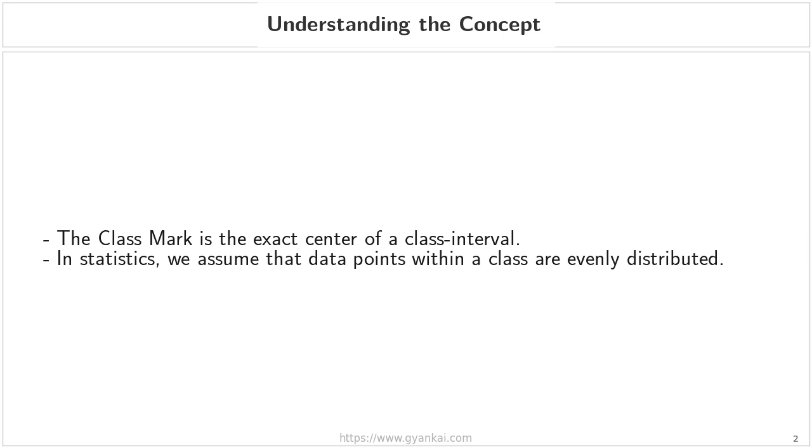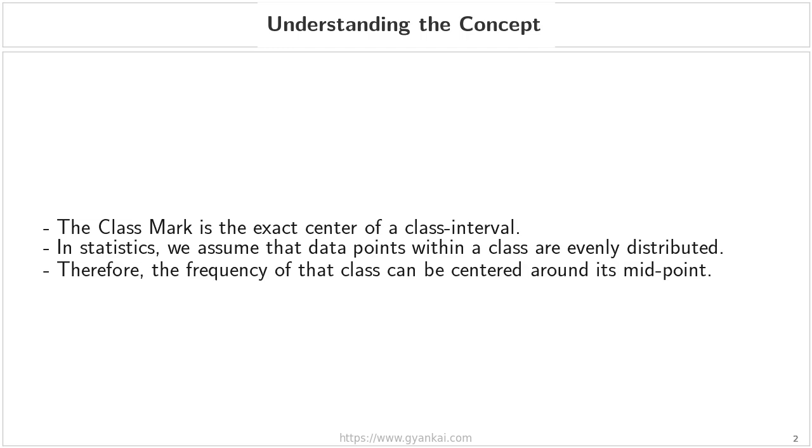Understanding the concept. Now that we've established that we need a single value to represent a range of numbers, let's dive deeper into the concept itself. Think of the class mark as the exact, perfect center of your class interval. If you imagine your interval as a line, the class mark sits right in the middle. Now, you might wonder, how can one number represent a whole group of different values? Well, in statistics, we make a very helpful assumption. We assume that the data points within each class are evenly distributed. This means we act as if the values are spread out uniformly across the interval.